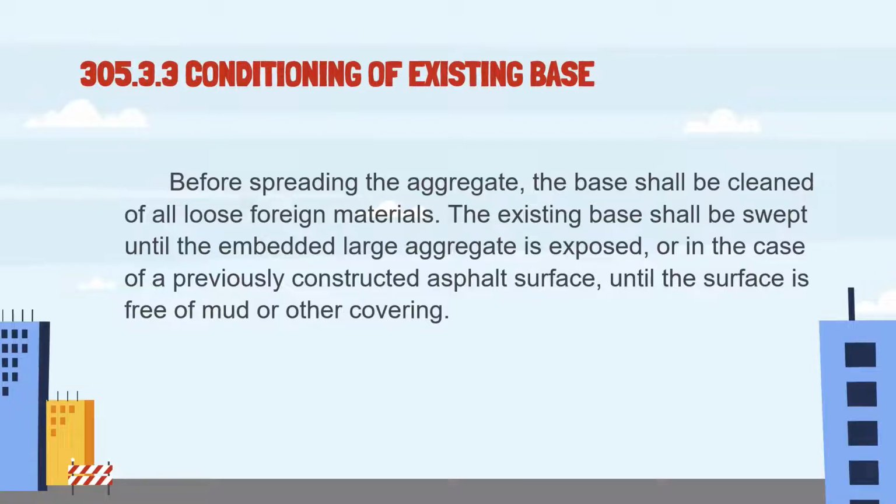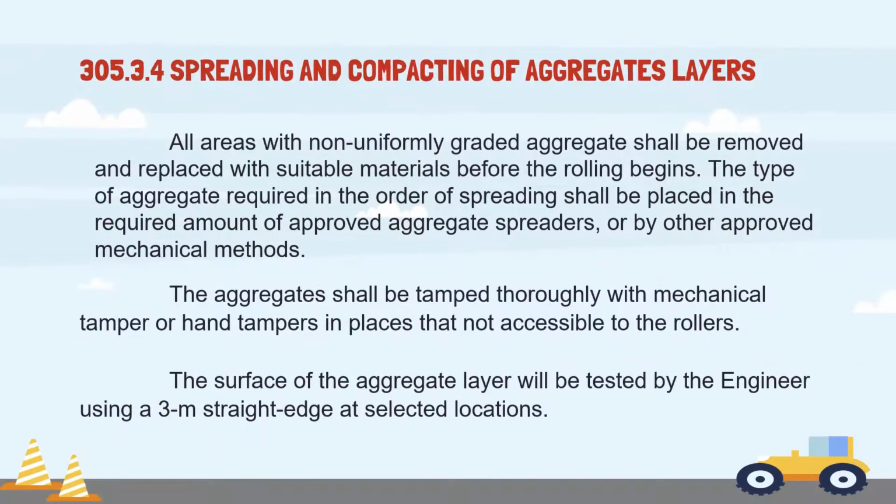The next item, 305.3.4 Spreading and compacting of aggregate layers. The following information is a summarized version of what is found in the Blue Book, page 103. All areas with non-uniformly graded aggregate shall be removed and replaced with suitable materials before the rolling begins. The types of aggregates required, in the order of spreading, shall be placed in the required amount by approved aggregate spreaders or by other approved mechanical methods.